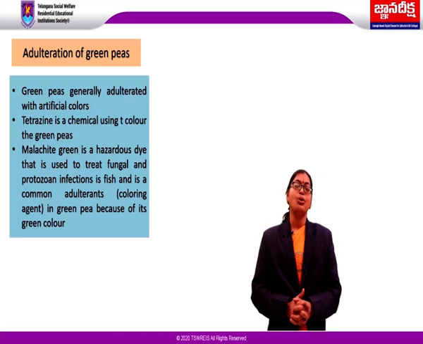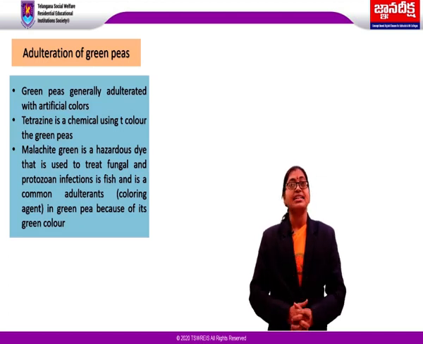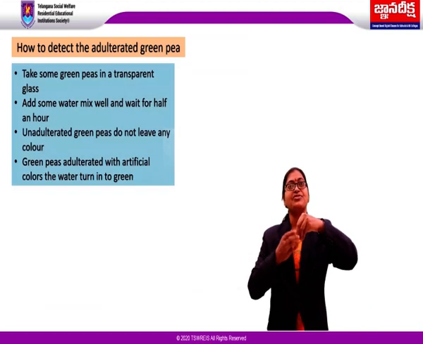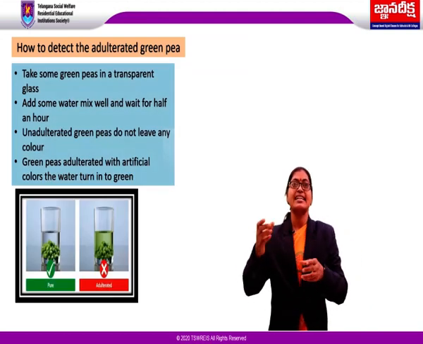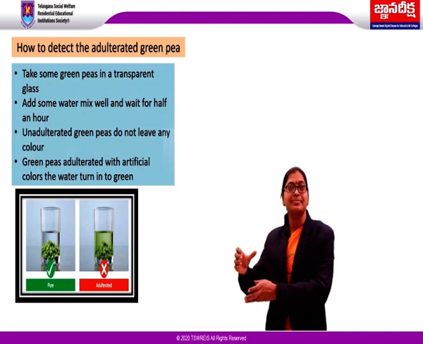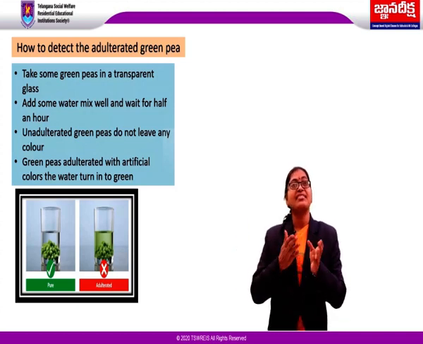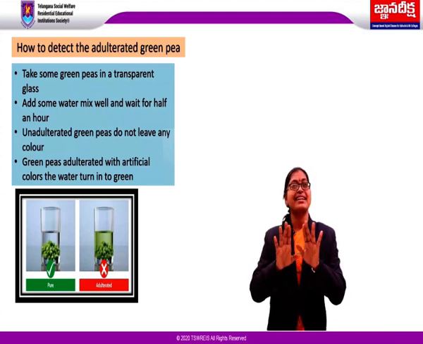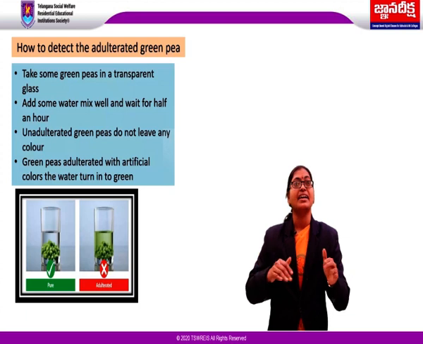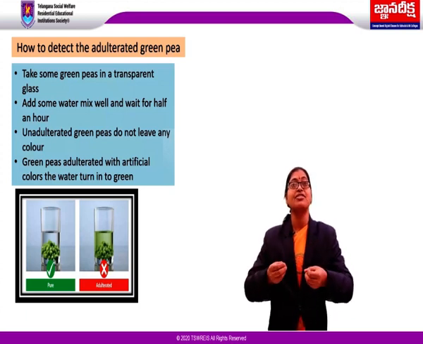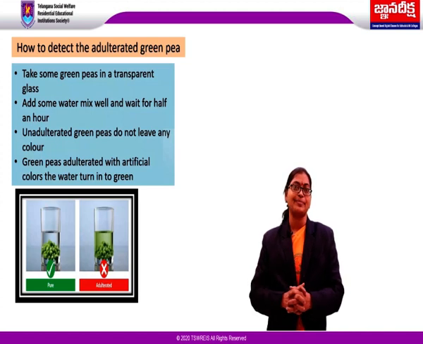So children, how are we going to detect the adulterated green pea? Take some green peas into a transparent glass, add some water, mix it well and wait for half an hour. Unadulterated green peas do not leave any color. It shows transparent water. But the green peas that are adulterated release artificial color into the water.